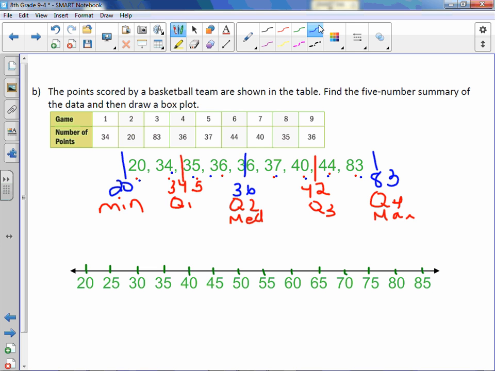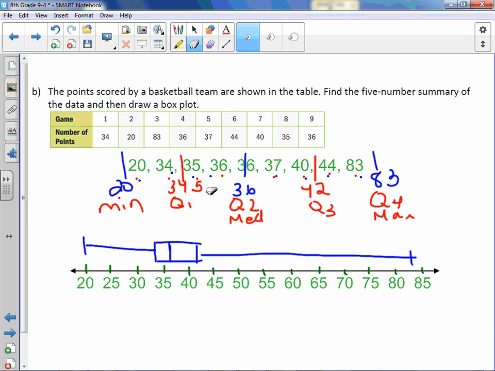Okay, and let's plot our 5-number summary. We have 20, we have 34.5, we have 36, then we have 42, and then we have 83. So here's one whisker, and the other whisker, box in the middle. Our box and whisker plot is drawn above the number line, not directly on the number line. Okay. And it looks like that 83 is what we would call an outlier because it's really way out there compared to most of the data.